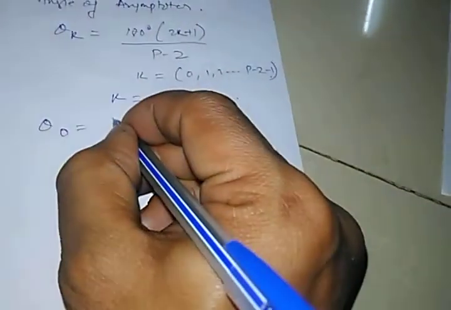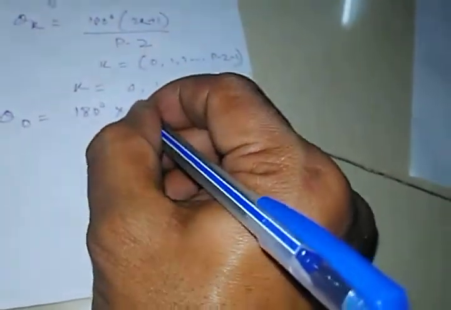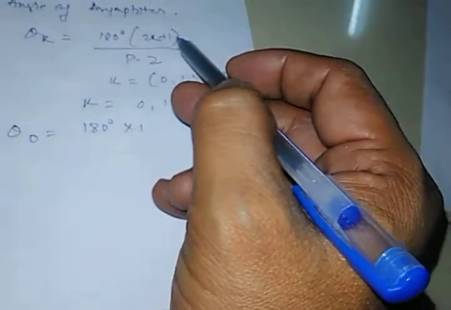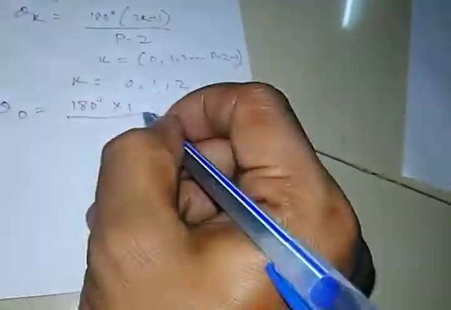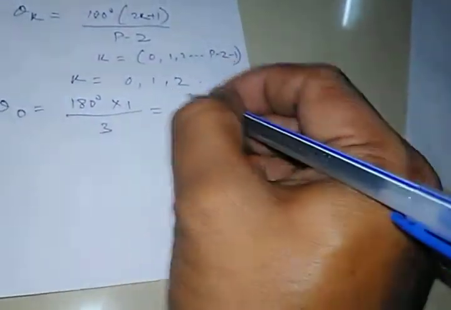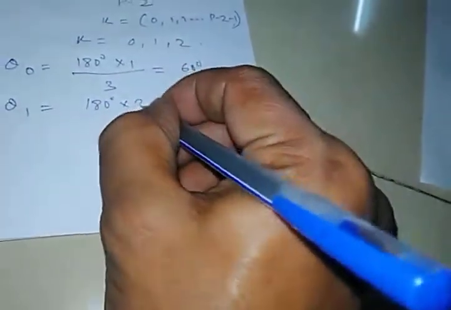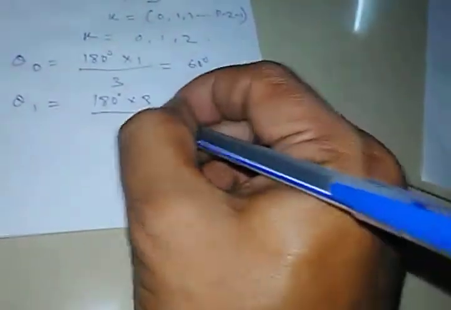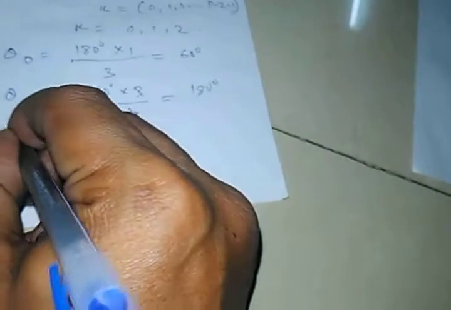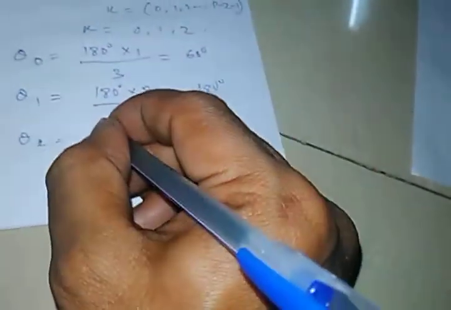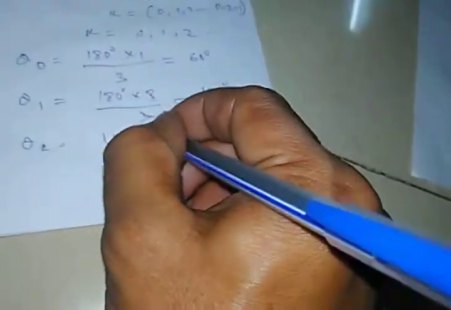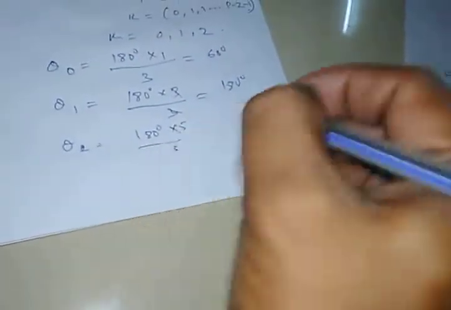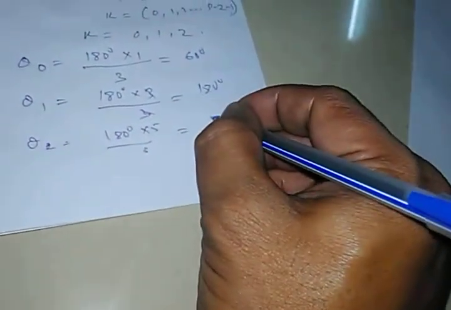Correspondingly, theta 0 equals 180 degrees into 1 (2 times 0 plus 1) by 3 equals 60 degrees, theta 1 equals 180 degrees into 3 by 3 equals 180 degrees, and theta 2 equals 180 degrees into 5 by 3 equals 300 degrees.